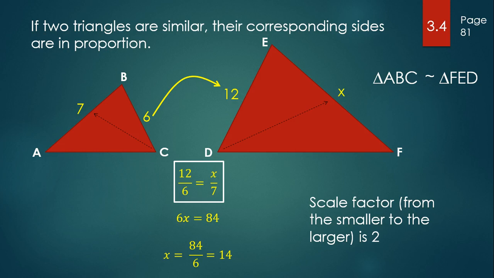You might also have noticed that scale factor showing up in the proportion. We compared the lengths of the larger triangle to the smaller triangle in each of our ratios. So when you look at the 12 to 6, you'll see 12 divided by 6 is 2, and the x to 7, well, 14 divided by 7 is also 2.